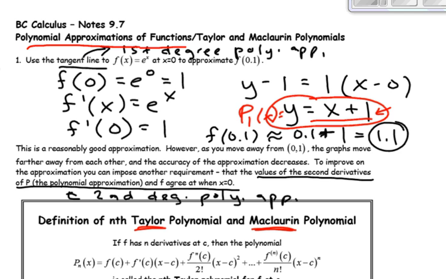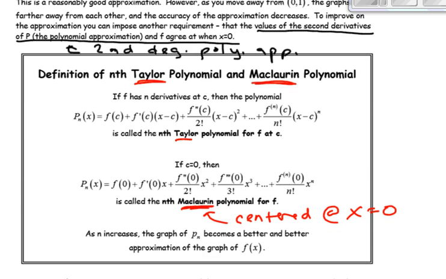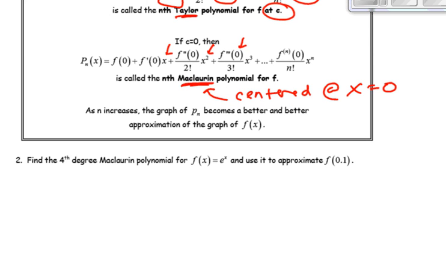So what if I'm not centered at 0? Then that's where the Taylor polynomial comes in. So that's centered at some value c. And notice that the only change here is instead of x and x squared, I've got x minus my center. X minus my center, x minus my center. And instead of f prime or f double prime at 0, it's f prime or double prime evaluated at that center. Okay, so now as your degree increases, the graph of the polynomial becomes a better and better approximation of the graph of f of x.